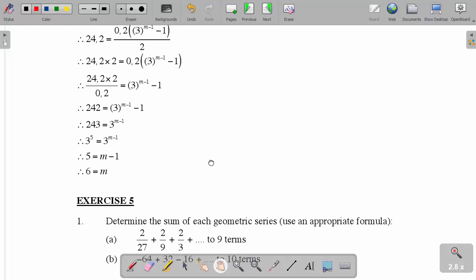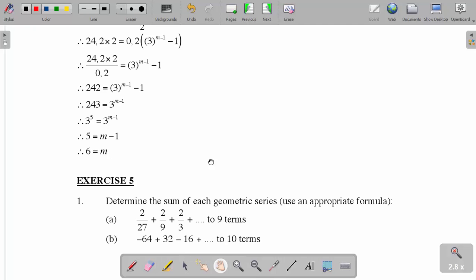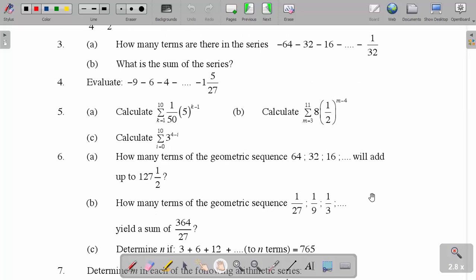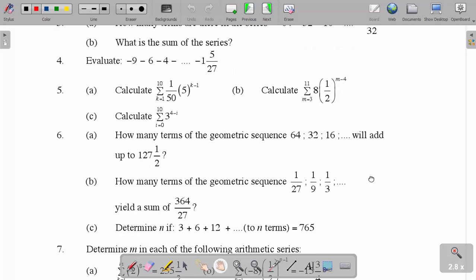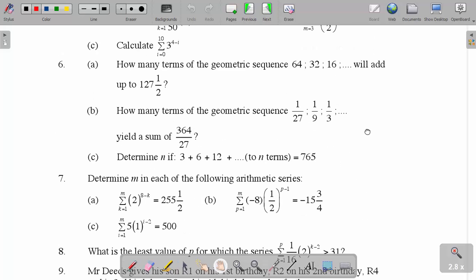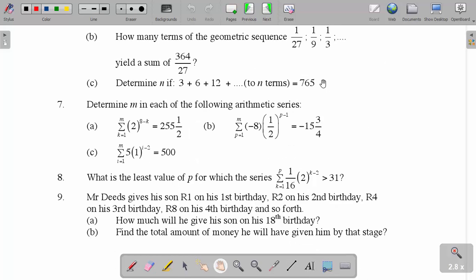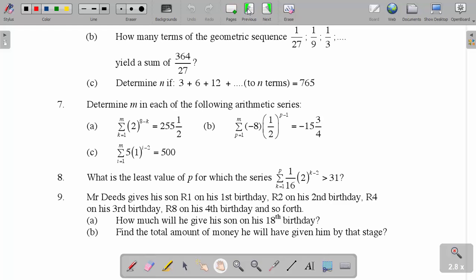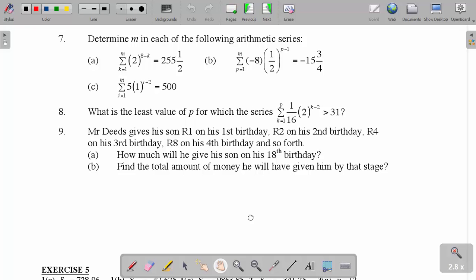Now, thank you so much for watching. Try this exercise here. It continues, it still continues here. Try it out and don't give up. After trying out the exercise, you can check out your answers here and mark yourself. These are the answers here for the exercise.